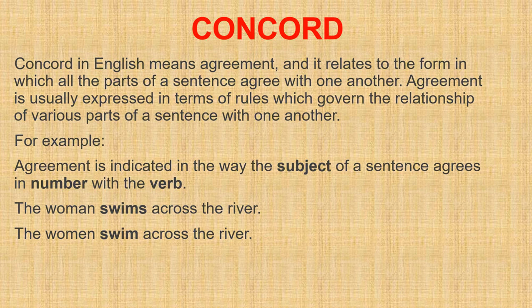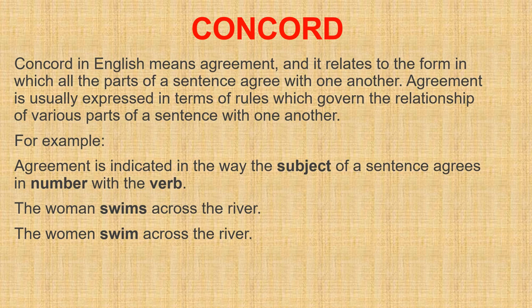Concord in English means agreement, and it relates to the form in which all the parts of a sentence agree with one another. Remember that we have said that a sentence is made up of different parts, different phrases, phrase structures, and perhaps at times different clause structures. Agreement is usually expressed in terms of rules which govern the relationship of various parts of a sentence with one another. Here is an example. Agreement is indicated in the way the subject of a sentence agrees in number with the verb.